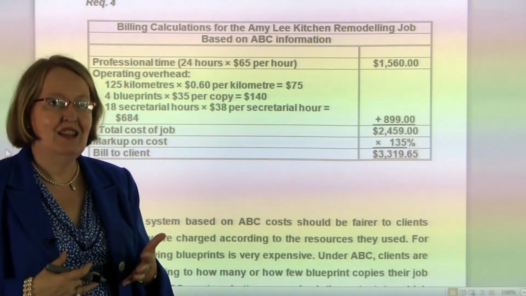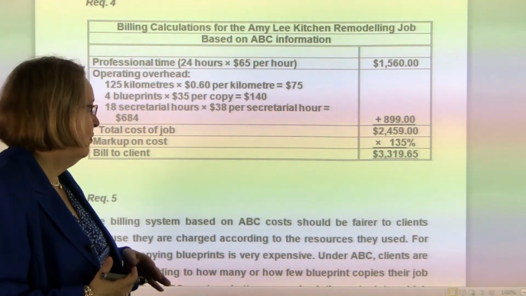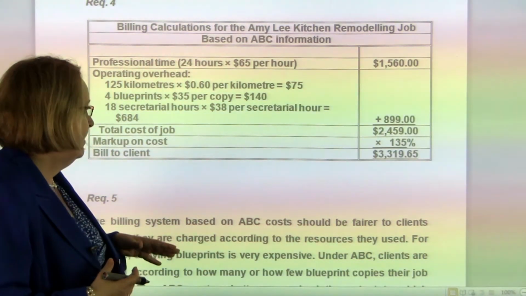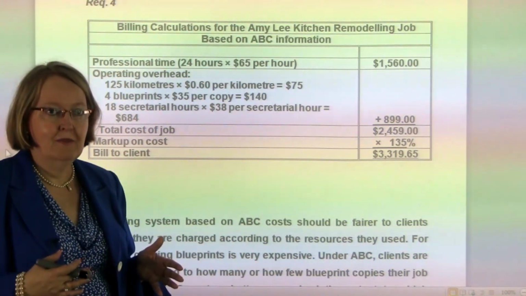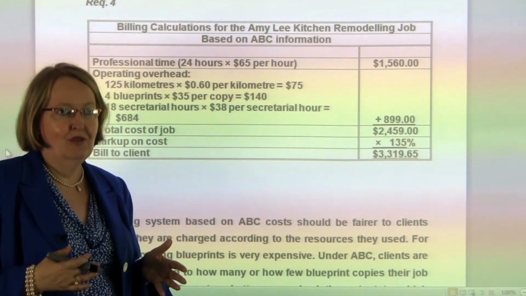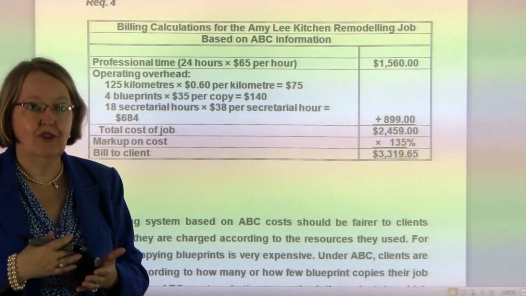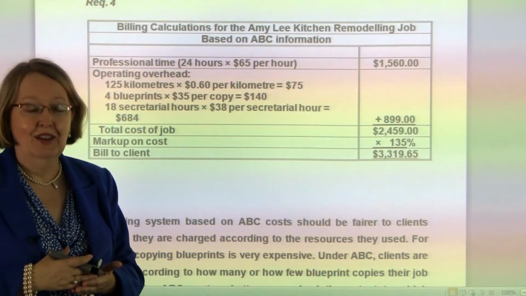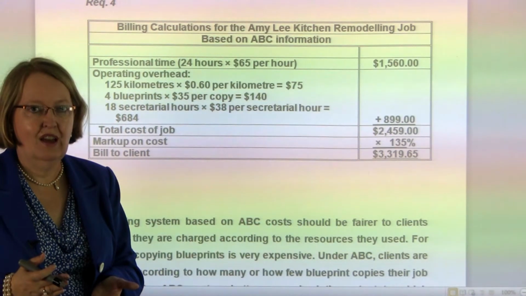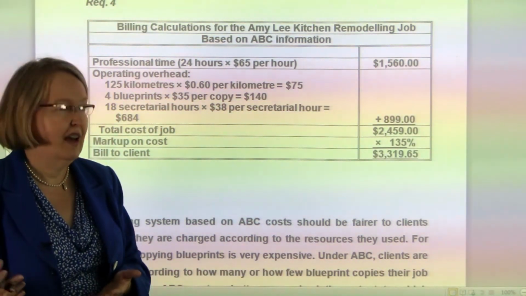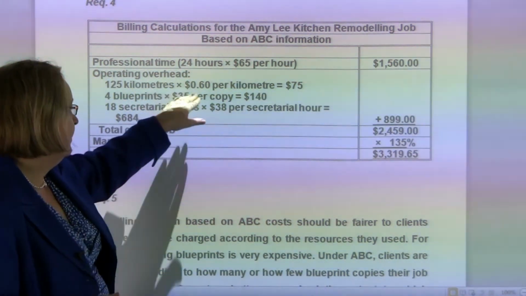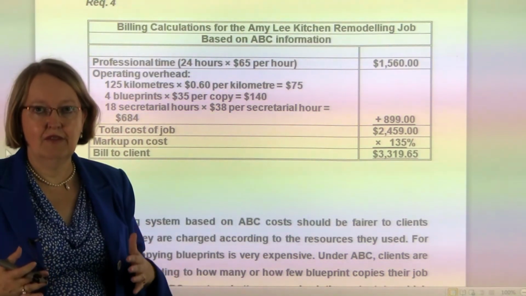So you can see how the allocation of overhead based on each client's usage of that overhead would make a difference in the price that they're being charged. So if you had a client that was really close to your office and you're charging out, of course, your travel time, if you're only traveling 100 kilometers to get to one client versus 1,000 to get to another client, this is obviously going to make a difference on their overhead, and it's a fairer system.